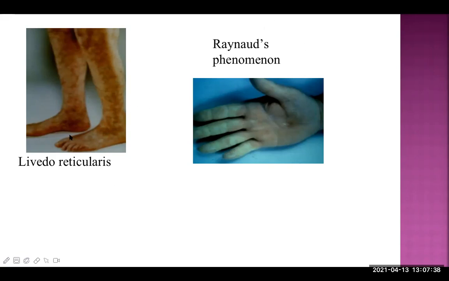This is another type of manifestation on the skin, which is known as livedo reticularis. Look at this thickened type of skin with a lot of capillaries and the blood vessels seen from the surface. Livedo reticularis. It may be a feature of connective tissue disorder.